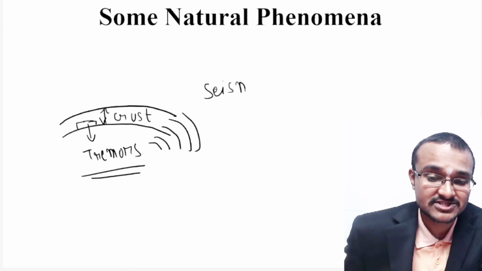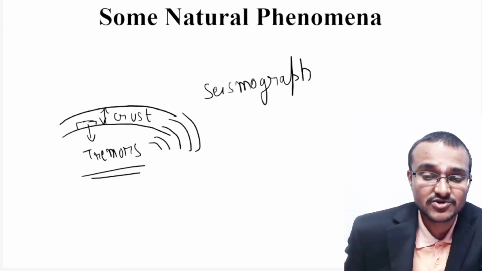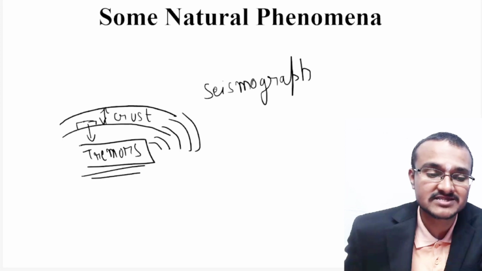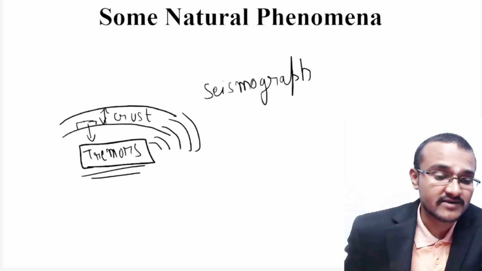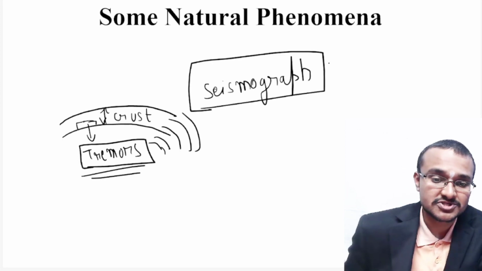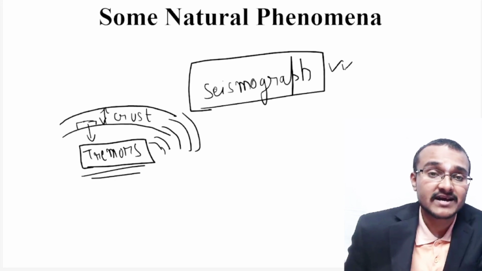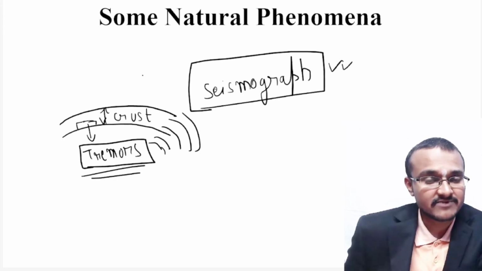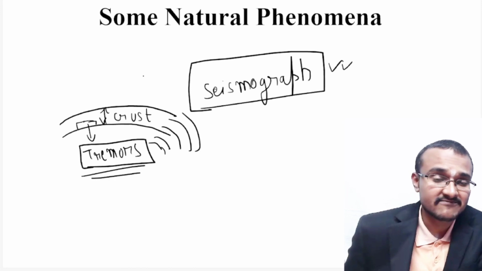These waves are absorbed by a seismograph, which is placed on the surface of the earth. The seismograph absorbs the waves generated by small tremors happening in the crust of the earth's surface, and this shows the possibility of an earthquake in the future. Even after the advancement of technology, we are still unable to predict earthquakes.